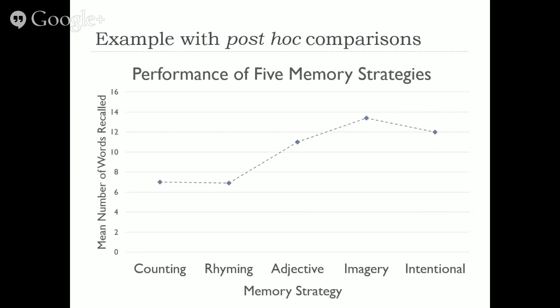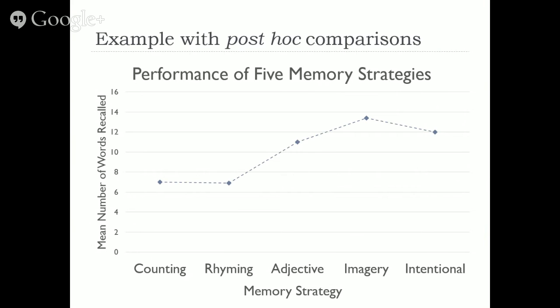So here's an example: the performance of 5 memory strategies for remembering words. Here we see the means of the memory strategies. The memory strategies are counting, rhyming, using adjectives, using imagery, and then intentional memorization.